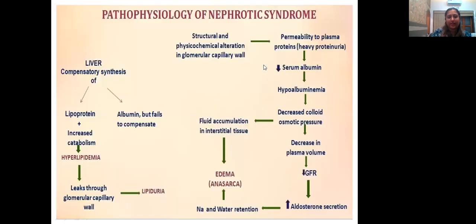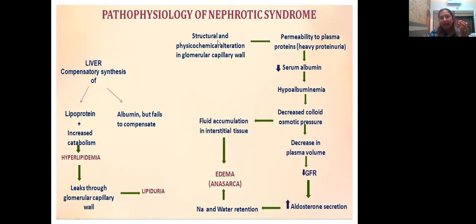So coming back to this slide now. So basically, in the pathophysiology of nephrotic syndrome, first of all, there is structural and physiochemical alteration in the entire glomerular capillary wall. So what are these changes? I will repeat once again.